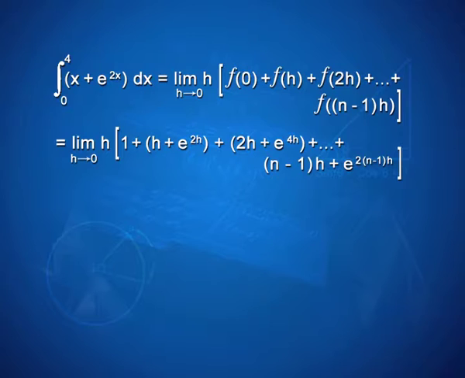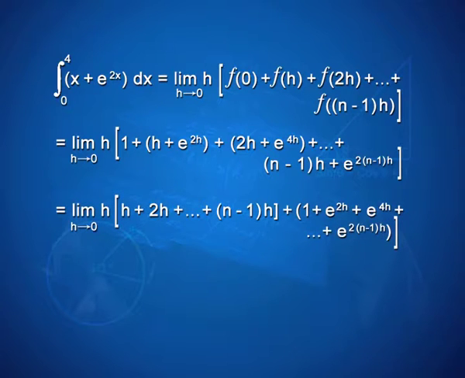2 into n minus 1 into h, that is equal to limit h tends to 0 h into h plus 2h plus so on n minus 1 into h plus 1 plus e to the power 2h plus e to the power 4h plus so on plus e to the power 2 into n minus 1 into h.